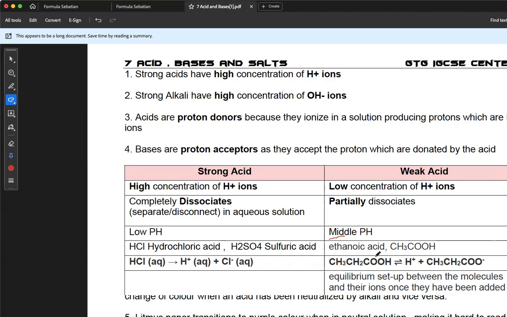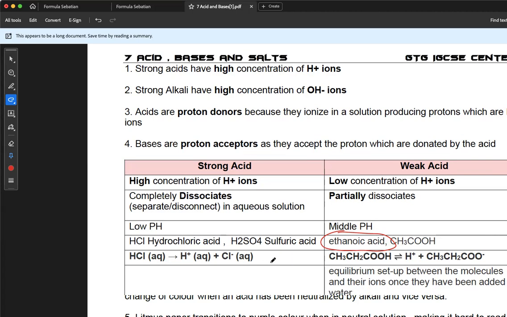I wanted to say this, I forgot about it. Carboxylic acid, ethanoic acid. Guys, look here. Just now I mentioned whether something is a strong acid or weak acid depends on whether they can fully dissociate or partially dissociate. Sometimes this will come out in your exam as well, so you might want to put a little highlight here.